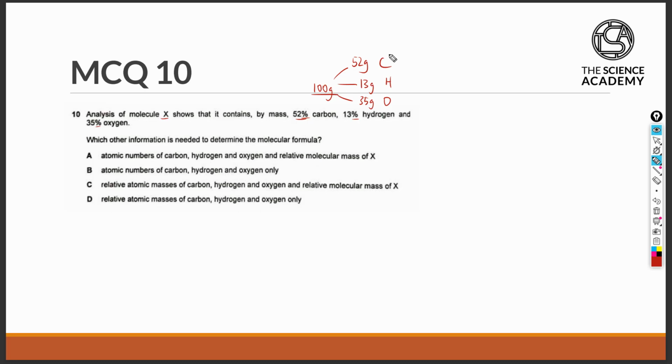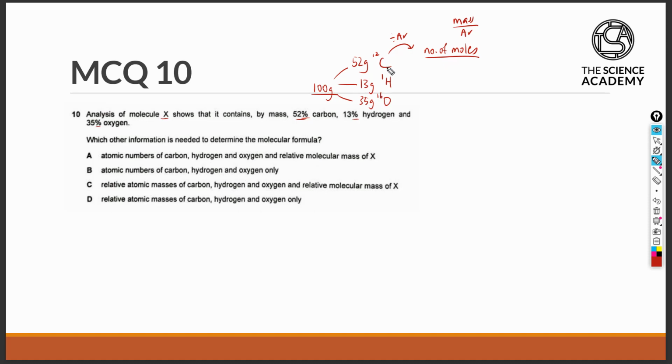However, since the atomic mass of each element is different, it is only fair that we compare the relative abundance of C, H, and O based on the number of moles of the element present instead of the mass. To obtain the number of moles, we need to use the formula mass over the atomic mass. The mass in this case for carbon is 52 over the atomic mass of 12, 13 over 1 for hydrogen, and 35 over 16 for oxygen.